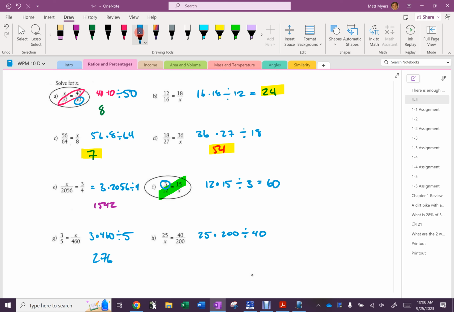276? Yeah, I know. Okay. And what is H? 125. So can everybody do multiply the pair, divide the spare? Of course you can. You are going to do that about 1,000 times this week.